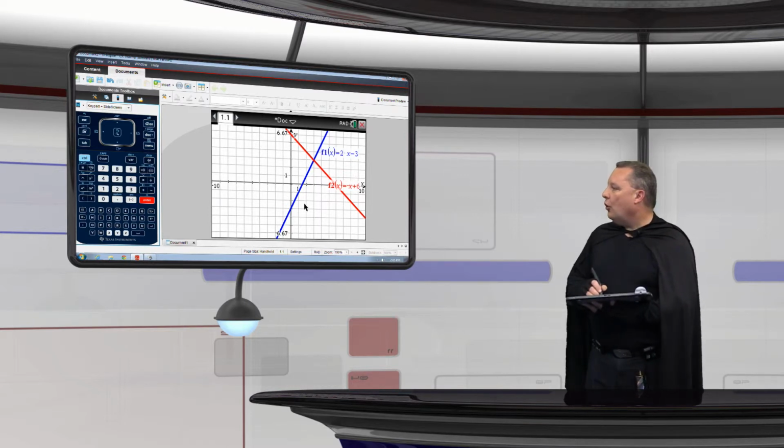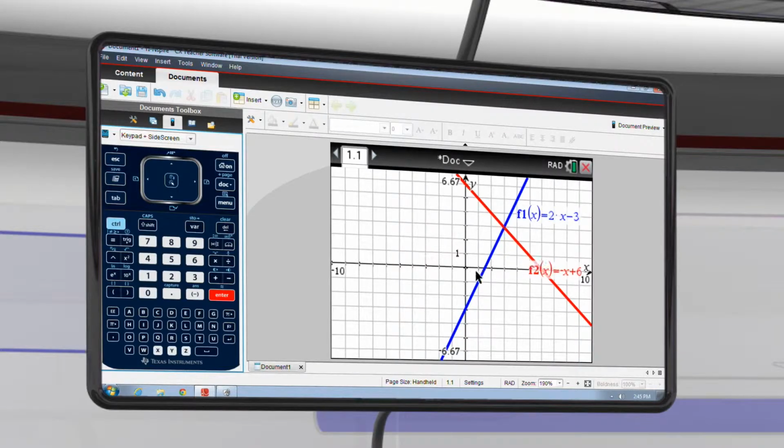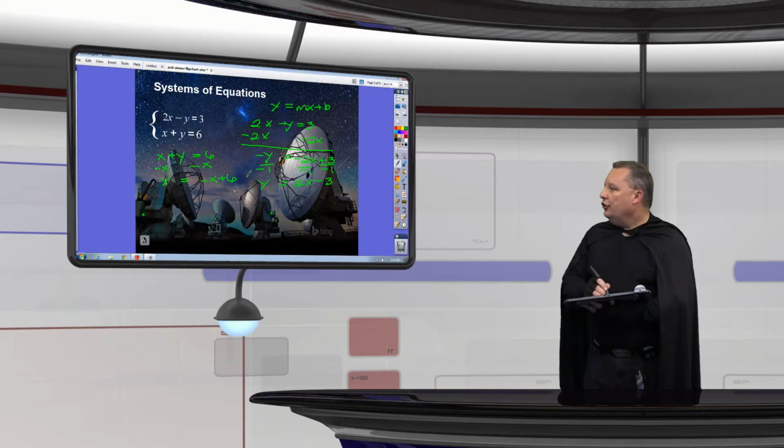So if we look at our graph, and notice I've put the grid up on my calculator where I can see the point of intersection. On the x-axis, if I count over 1, 2, 3, and then up 1, 2, 3, so that point of intersection is at (3, 3). So that would be the solution to my system of equations. The solution set would be (3, 3).